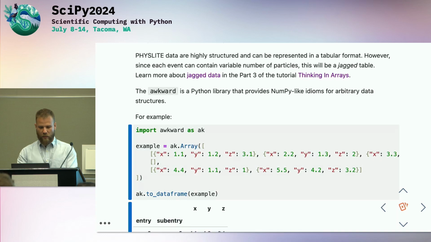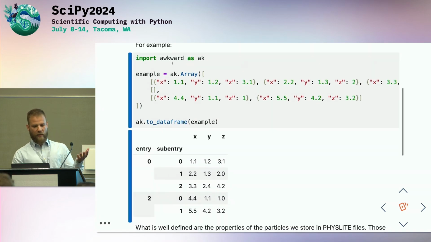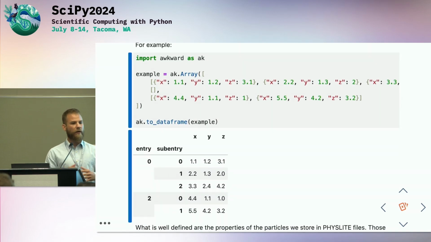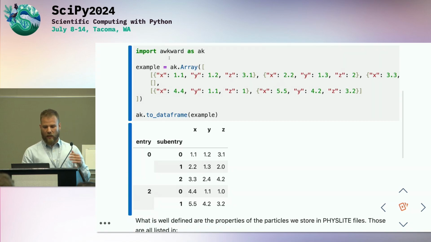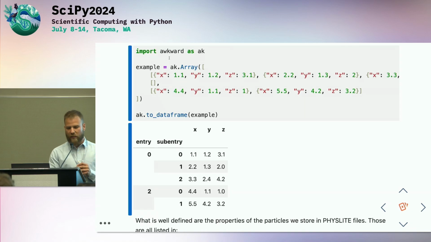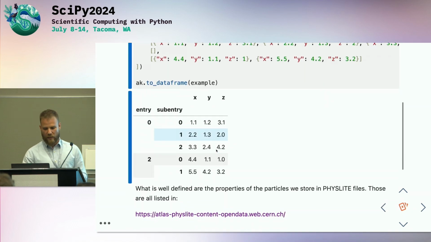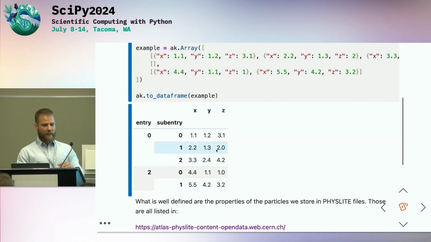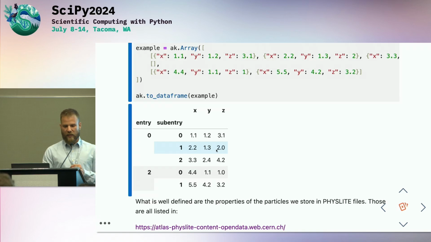And then if I execute this, you see I can use this library called Awkward, right, which is what we demonstrated in our tutorial. And this library provides NumPy idioms to do operations on these jagged data structures. And then we can put it in a data frame, let's say, and it will look like this. So this is how, generally, the data would look inside the PHYSLITE file, in general particle physics data.